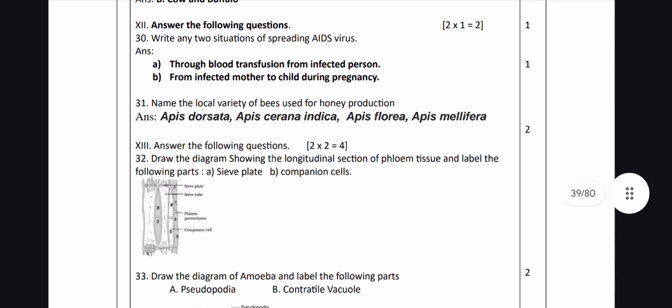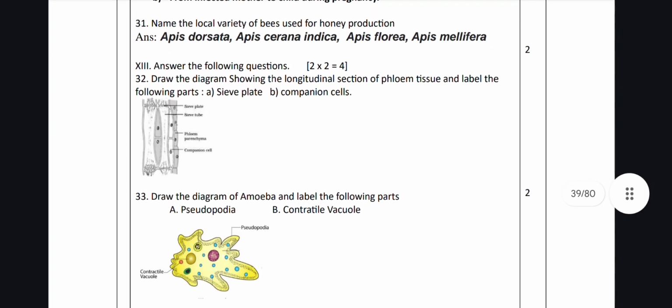Next, answer the following question. Write any two situations of spreading the AIDS virus. Through blood transfusion from an infected person, and from an infected mother to the child during pregnancy. There are many other situations of spreading AIDS; here we have mentioned only two. Name the local varieties of bees used for honey production: Apis dorsata, Apis cerana indica, Apis florea, Apis mellifera. These are the 4 different varieties of bees.